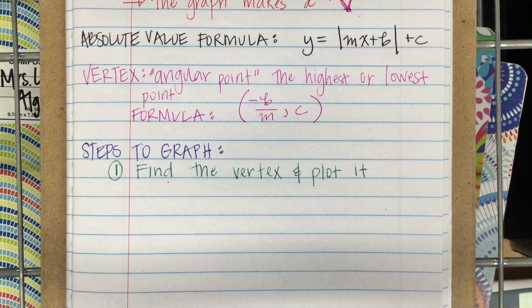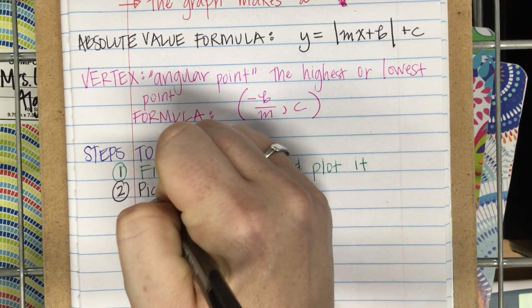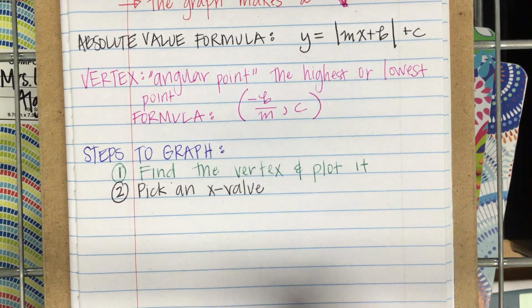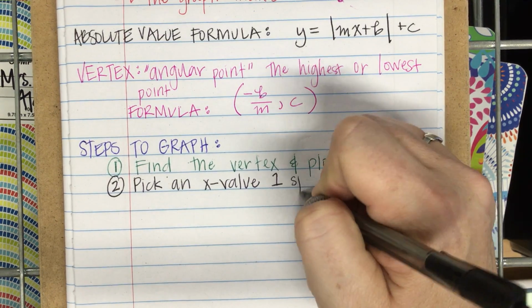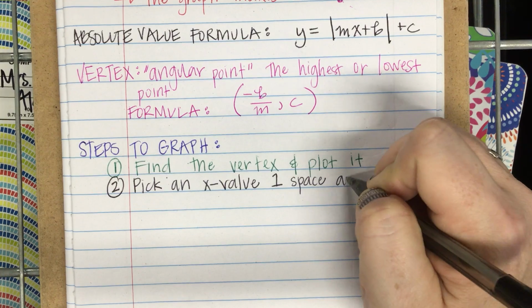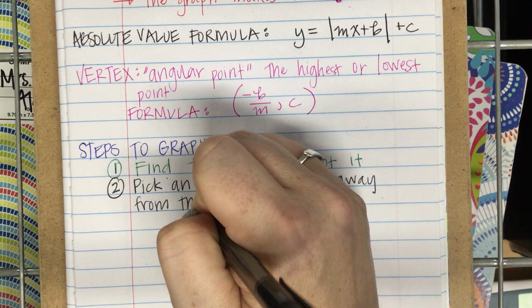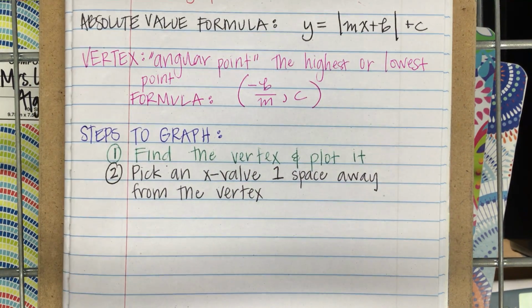So I'm going to write it first and really think about what we're writing, okay? You are going to pick an x value one space away from the vertex. You're going to pick an x value that's one space away from the vertex.